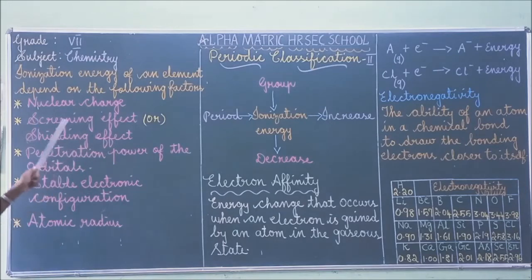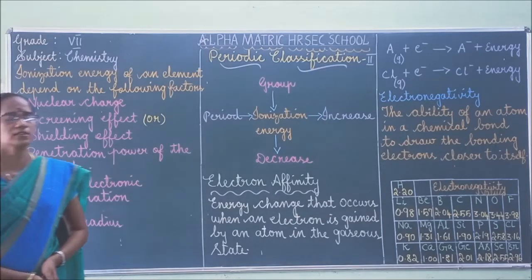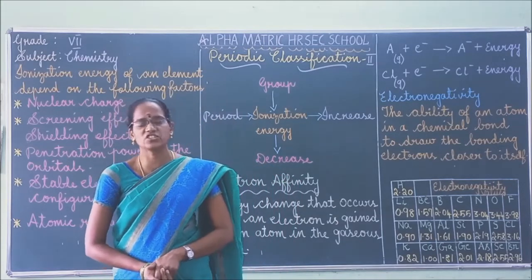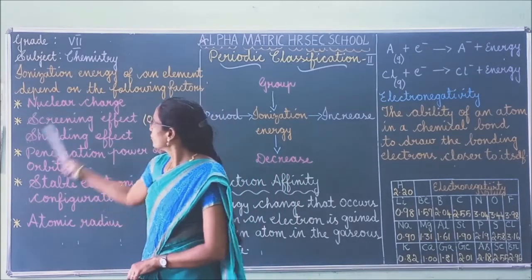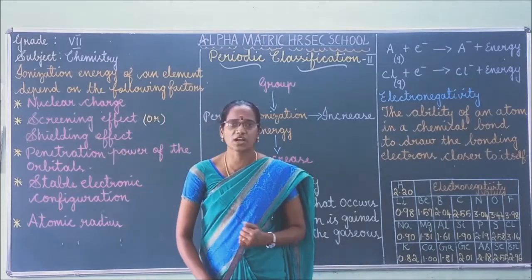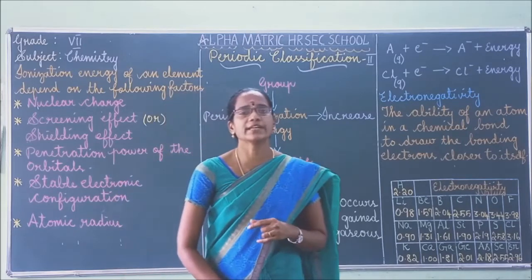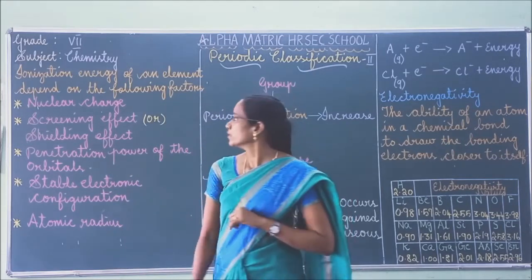The first one is nuclear charge. The second factor is screening effect or shielding effect, then penetration power of the orbitals, stable electronic configuration, and finally atomic radius. So these are some of the factors which affect the ionization energy of an element. First one is nuclear charge. If nuclear charge is more, ionization energy is also more.